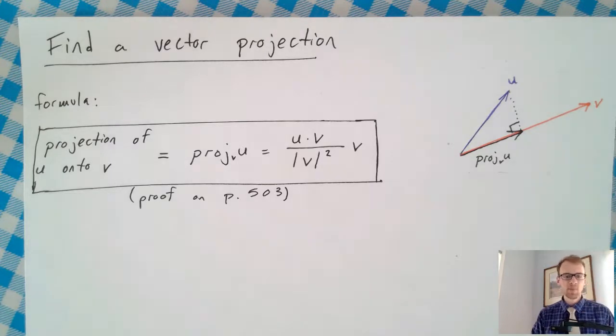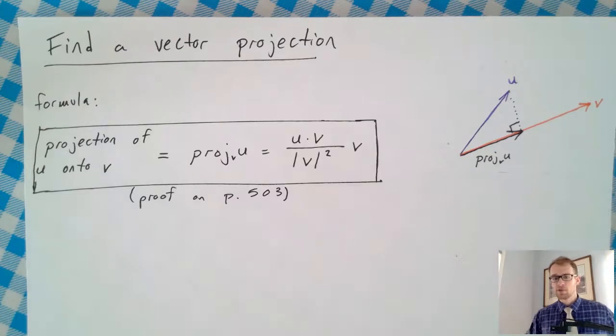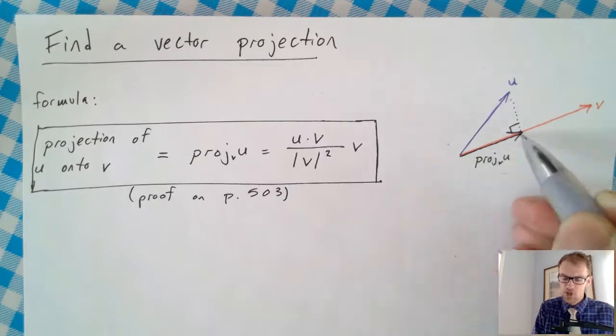If you're curious to see the proof of this formula, that's on page 503 of your textbook, but I think I know you guys by now. When I give you a formula or a theorem, you trust me, and you just want to know how to use it for your homework problems. But if you care about the proof, it's there. It actually uses the formula for the angle between two vectors, and a little bit of algebra and a little bit of SOHCAHTOA. So there is the formula for how to find this projection vector.